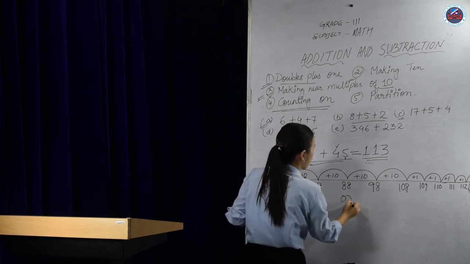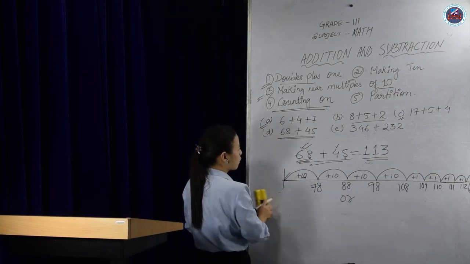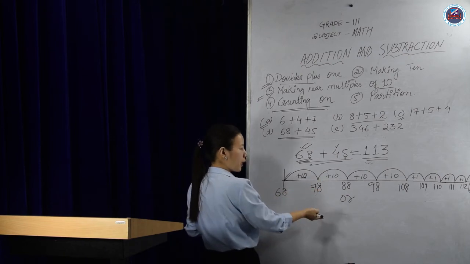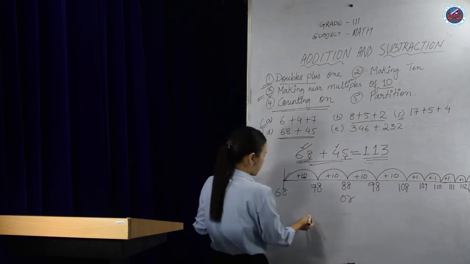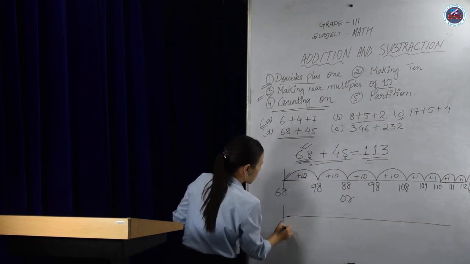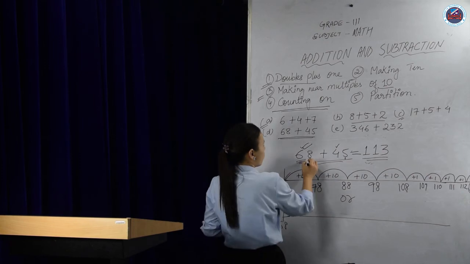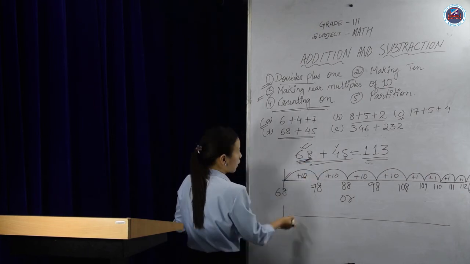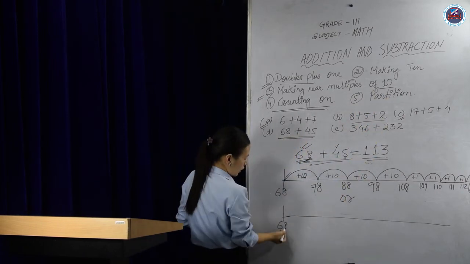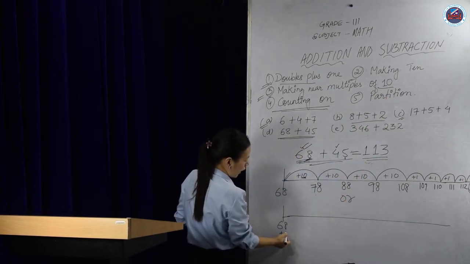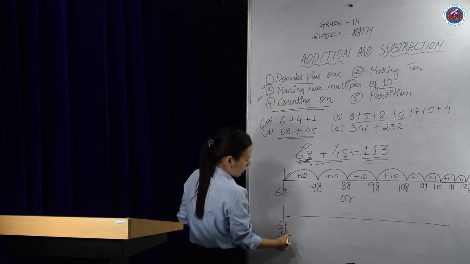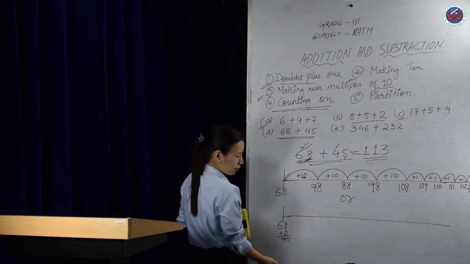Or you can go in this way. Instead of going for the tens first, you can go on with the ones place and then go on to the tens. How to do it? Let's see. We'll start with the same 68. Here we have 68. So we're going to use the method of making tens. I'm going to make the 8 into 10, so I need 2 more to make it 10. That is 68 plus 2 is 70.